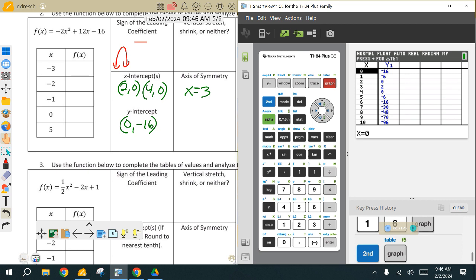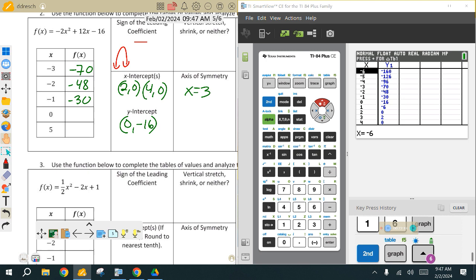All you got to do is just look. What's negative 3? Okay. What's negative 2? Okay, your calculator is evaluating all the integers for you. Negative 1 is what? Negative 30. 0 is what? Hey, 0, negative 16. What does 0, negative 16 represent? That is code for I am the y-intercept. Look at me, I am special.